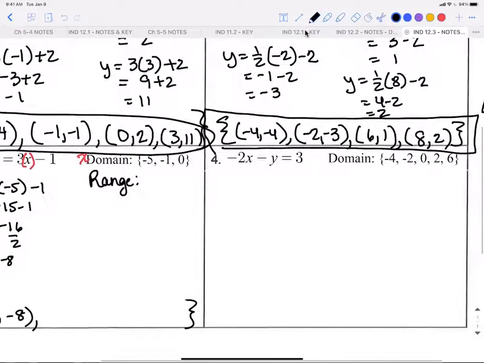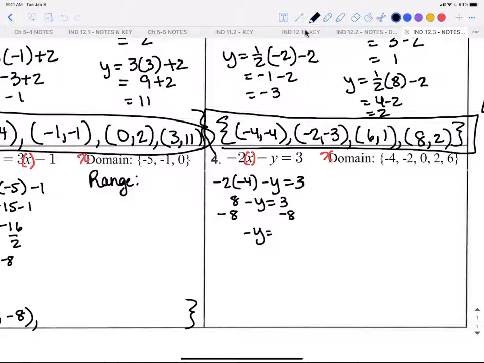For number 4, again, the equation is in a little bit different order, but that's fine. You still work it the same way. Domains are always your x's, so find your x, put a parenthesis. So -2 times your first x, which is -4, minus y equals 3. -2 times -4 is +8, minus y equals 3. -8 minus 8 leaves you with -y equals -5. Divide off the negative and you get y equals +5. And so your first ordered pair would be an input of -4 with an output of 5. Okay.